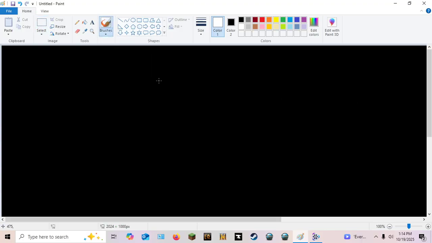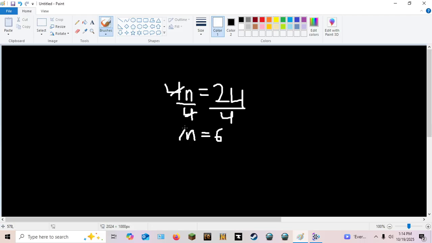Let's try another example. 4 times n is equal to 24. Okay? Let's divide both sides of the equation by 4. 4's will cancel. We need to get n by itself. That's our goal. Remember that. 24 divided by 4 is 6. So n is 6.